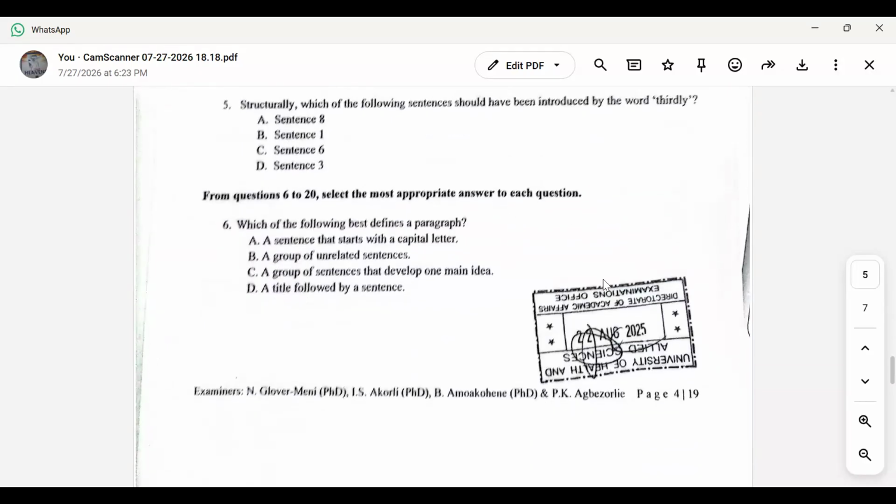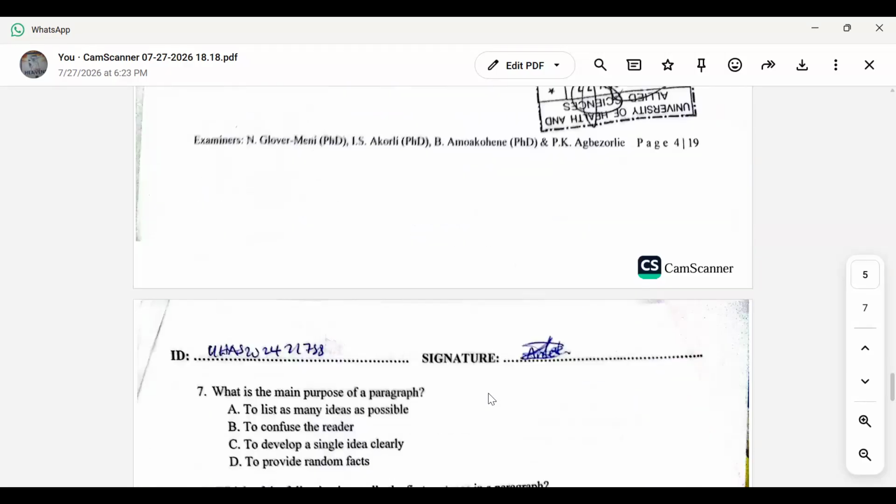Okay, let's continue now. Question 6. From question 6 to 20, select the most appropriate answer to each question. Which of the following best defines a paragraph? A. A sentence that starts with a capital letter. B. A group of unrelated sentences. C. A group of sentences that develop one main idea. D. A title followed by a sentence. C, a group of sentences that develop meaning.